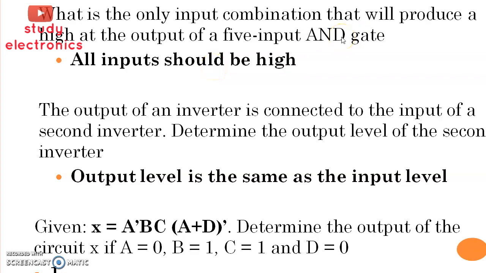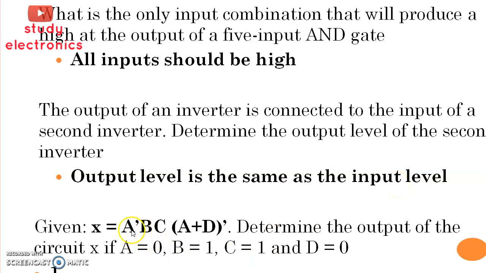Next, the output of an inverter is connected to the input of a second inverter. Determine the output level of the second inverter. So the output level is the same as that of the input level. So in two inverters in series, the output is the same as that of the input level.